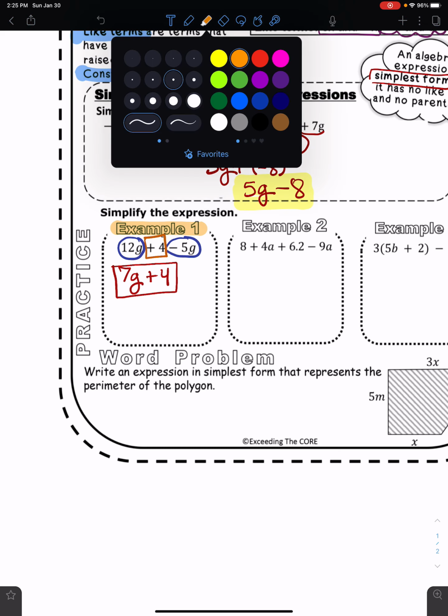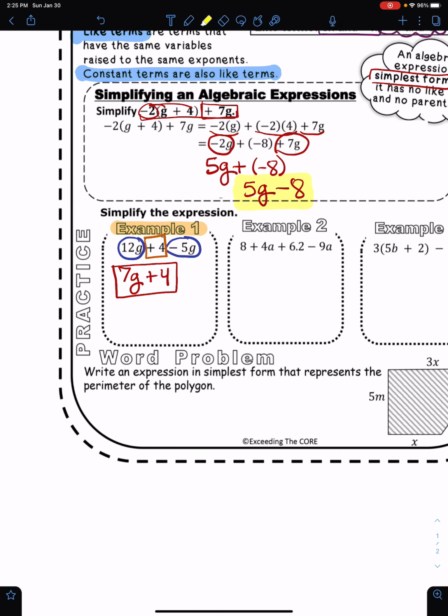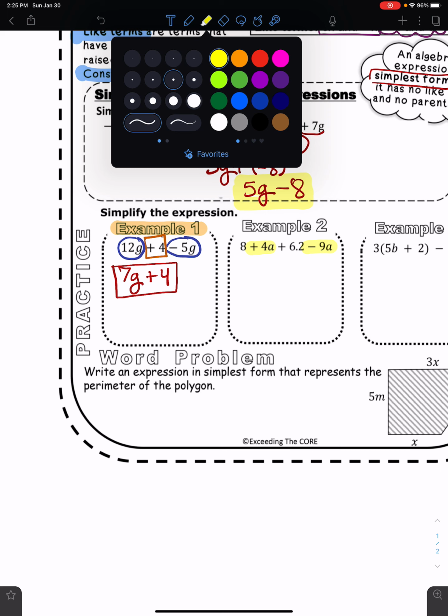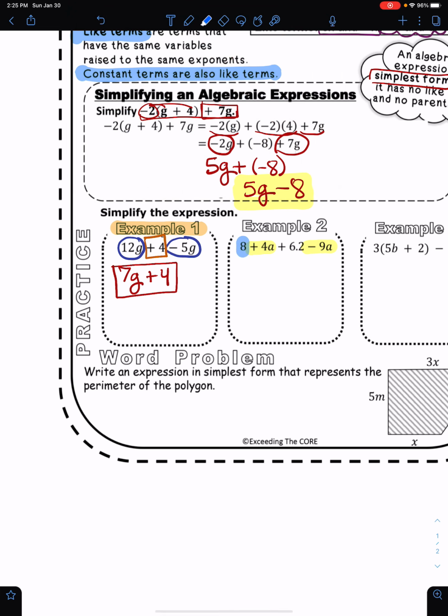Remember that we always want to write our terms with variables first and then our constant last. You could also just highlight like terms. Just remember to include the symbol in front, so like all the a terms, those are like terms, and then you could use a different color for your constants. Don't forget about the symbol in front. And so for that one, we have 4a minus 9a. 4 minus 9 is -5. And then 8 plus 6.2 is going to be 14.2. And look how I put the a term first and the constant last.